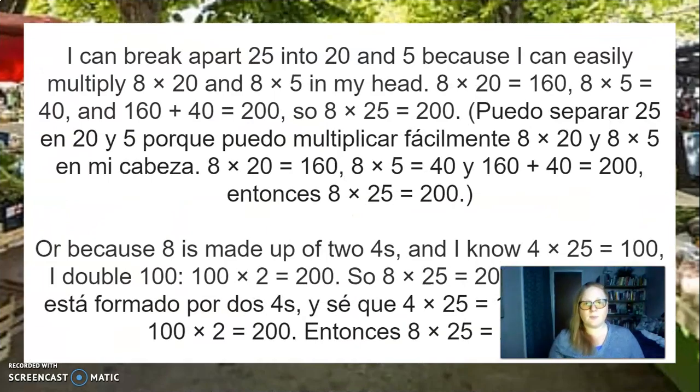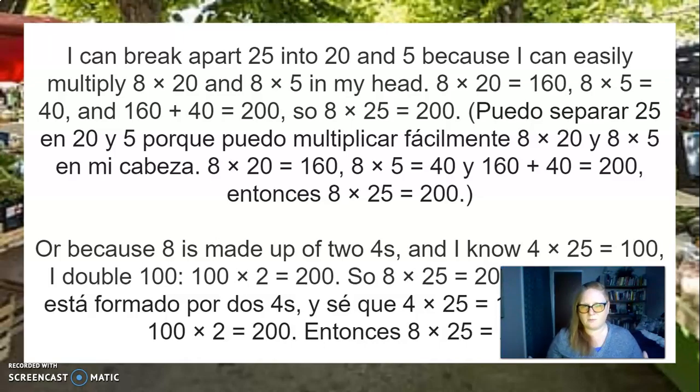All right, so I could break apart 25 into 20 and 5. I can easily multiply 8 times 20 and 8 times 5 in my head. 8 times 20 is 160. 8 times 5 is 40. And 160 plus 40 equals 200. So 8 times 25 equals 200. Or, because 8 is made up of 2 4s, and I know 4 times 25 is 100, I double 100. And 100 times 2 is 200. So 8 times 25 has to be 200.